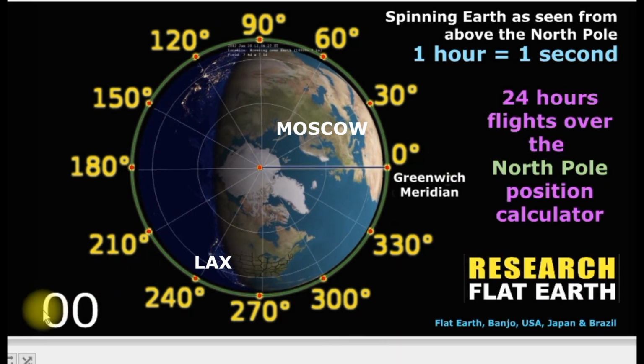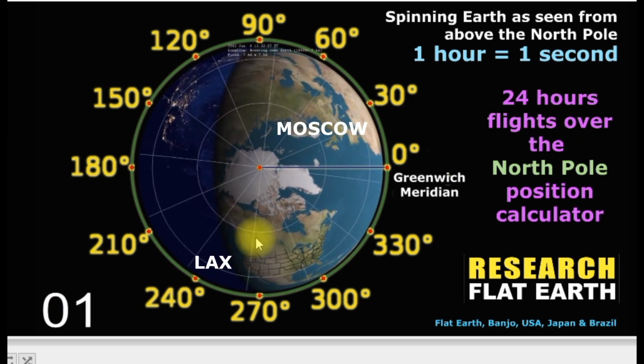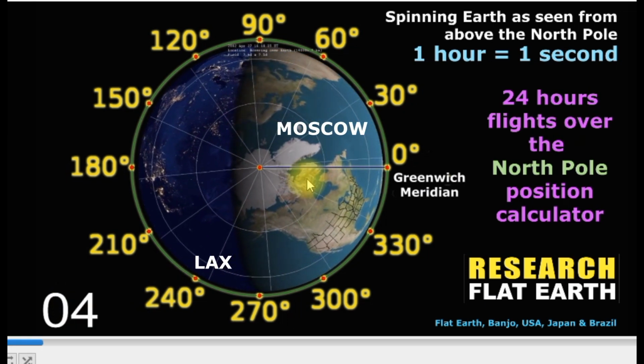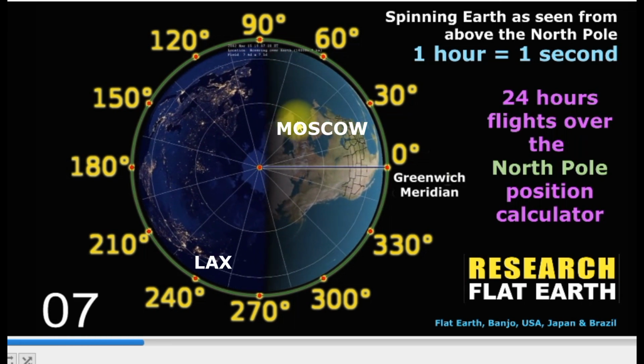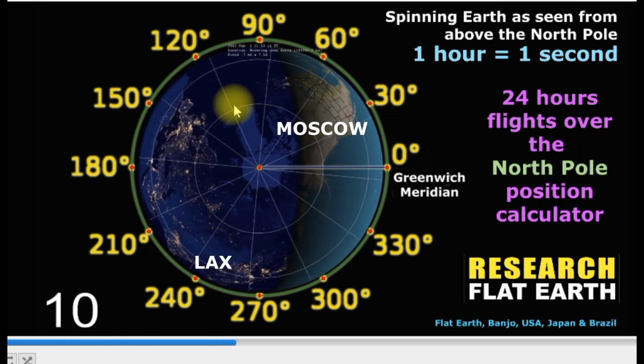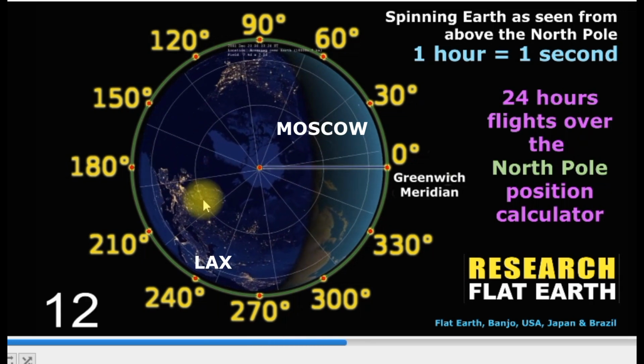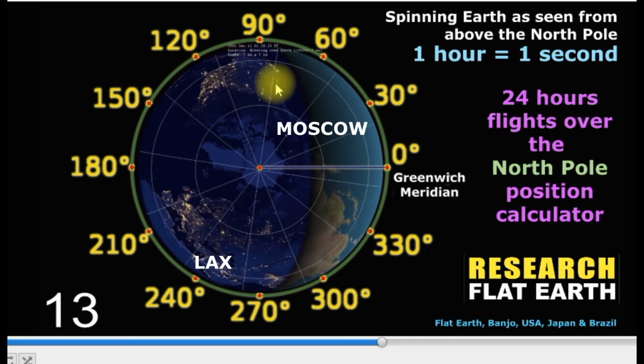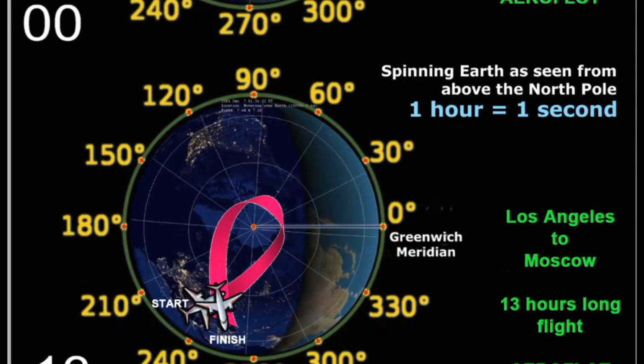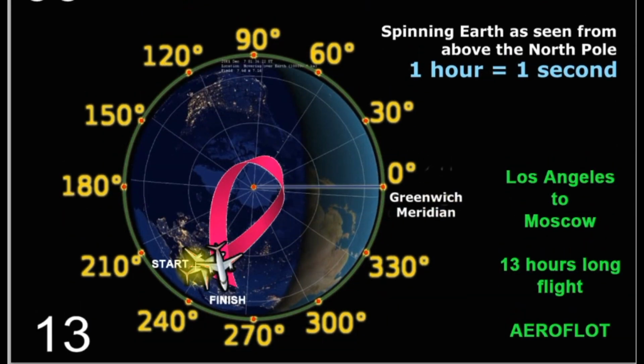So once Earth starts spinning, let's see what's going to happen. Okay, it's going to start at the moment the plane takes off. So let's go ahead and get started. So Los Angeles was right here, and now we have Moscow right here, but remember where the plane took off. So let's look here, and this is the flight route according to the globe.